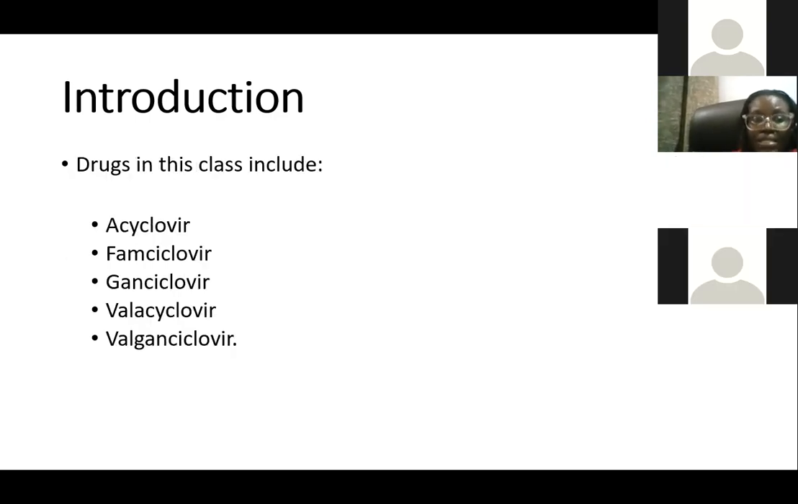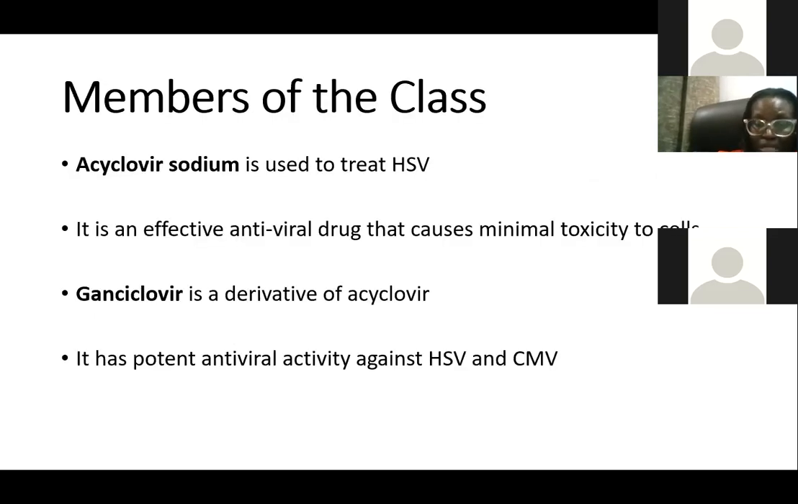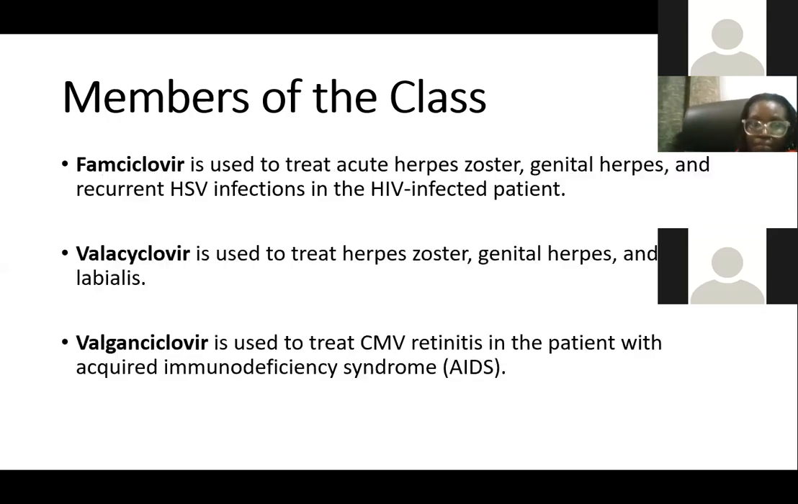So drugs in this class include acyclovir, famciclovir, ganciclovir, valacyclovir, and valganciclovir. I'm sure a lot of us are conversant with acyclovir. The rest are newer generation. So we would usually talk about acyclovir first before we talk about the others. So acyclovir sodium is used to treat herpes simplex virus, and it causes minimal toxicity to the cells. Ganciclovir is a derivative of acyclovir, and it is mostly used to treat HSV and then CMV.